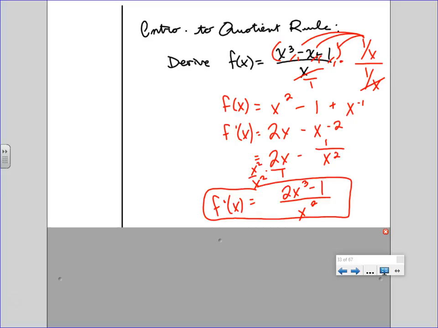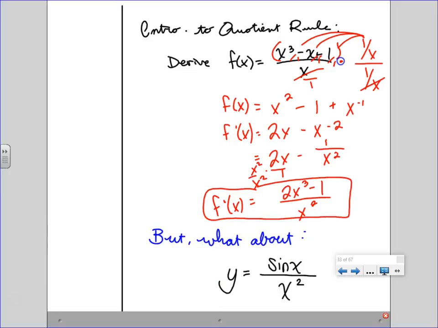However, what if I was to give you something like this one? Sine of x over x squared. Uh-oh. Can I split that up in pieces? Pass back to Kim. Can I split sine of x over x squared into pieces? Can I split them apart? No. Can I make it x to the negative 2? Yes, and then it'd be a product rule. Let's learn the quotient rule.